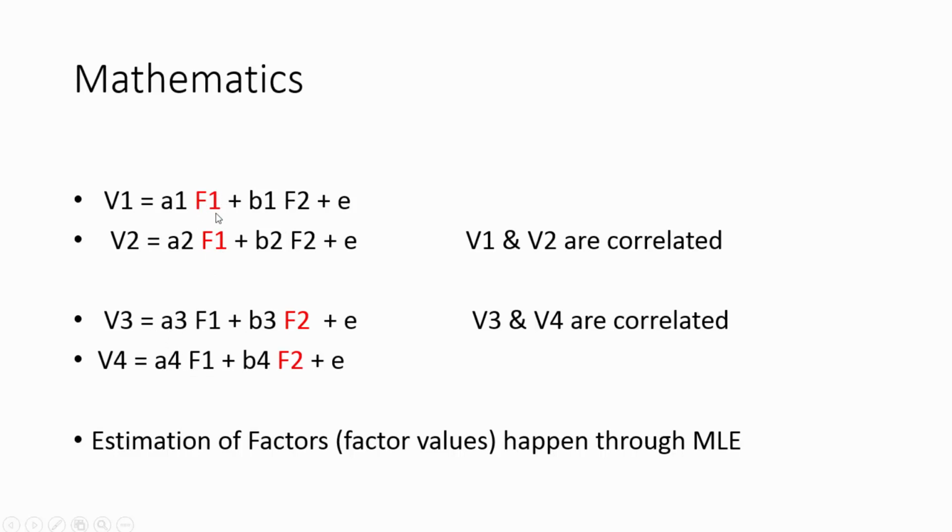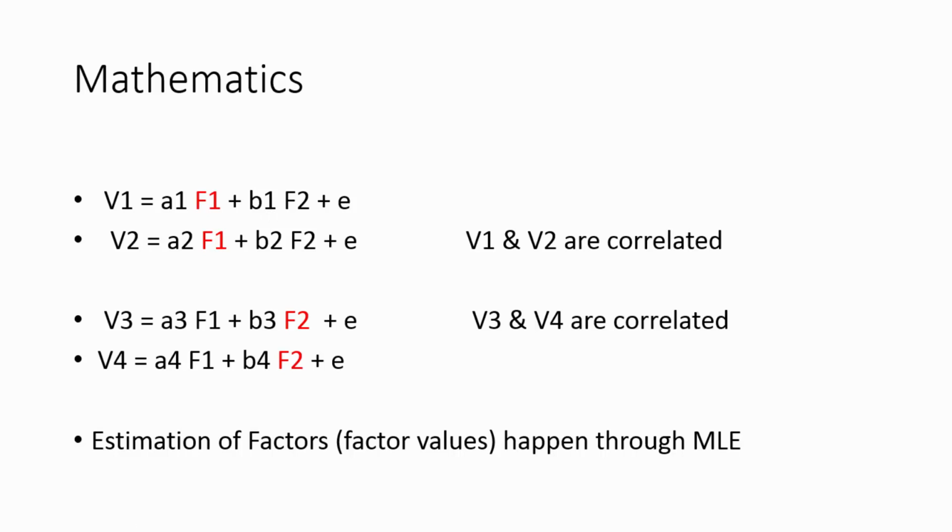But if you can see, v1 and v2 are explained by factor 1, f1. So v1 is a linear combination of f1 and f2. Okay, it's like a regression equation, where a1 is significant but b1 is not significant, or very less significant. So we say that v1 is being explained by factor 1.